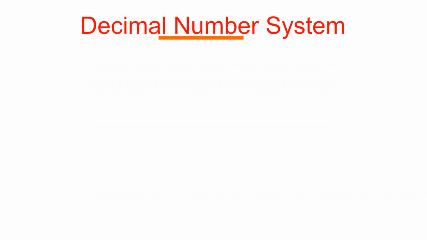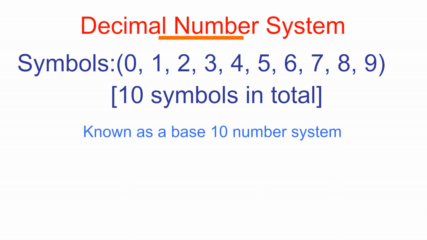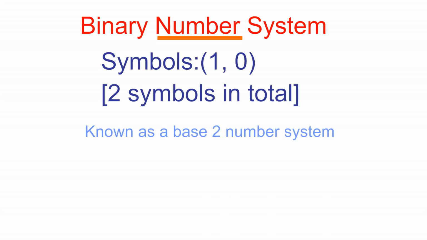The number system we commonly use is the decimal number system, and it consists of the symbols 0, 1, 2, 3, 4, 5, 6, 7, 8 and 9. That is 10 total symbols. Therefore, this number system is known as a base 10 number system, and it can be written as number to the base 10. And binary consists of just two symbols, that is 1 and 0. It's known as a base 2 number system.